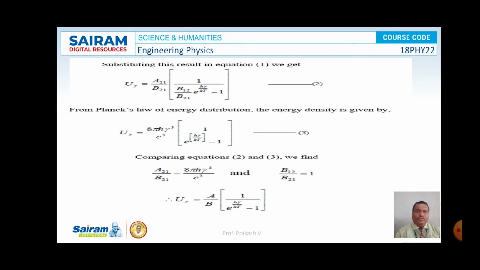According to Planck's law, we have one more expression for the energy density of a photon, that is equal to 8 pi h mu cube by c cube into 1 by (e to the power of h mu by kT minus 1). By comparing equation numbers 2 and 3, we can write A21 by B21 is equal to 8 pi h mu cube by c cube and B12 by B21 is equal to 1. Therefore, finally the energy density of the photon U mu is equal to A21 by B21 into 1 by (e to the power of h mu by kT minus 1).